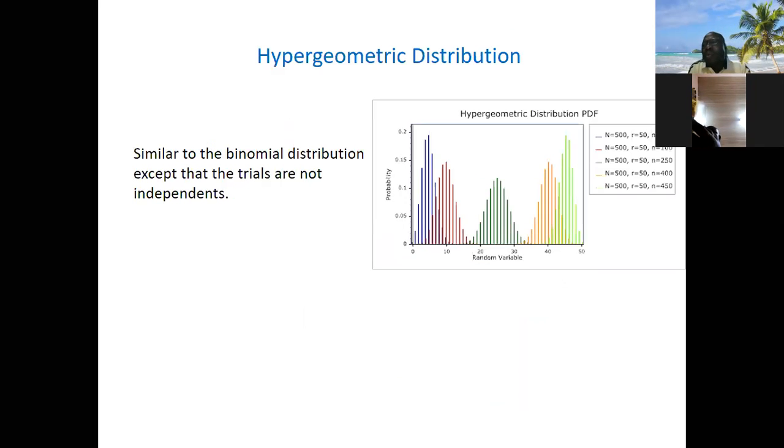Now, lastly, among the discrete probability distributions we are talking about is the hypergeometric distribution. It's similar to the binomial distribution, but the trials are not independent, because this is the type of trial done without replacement. That is, the probability of one trial affects the probability of the other trial.